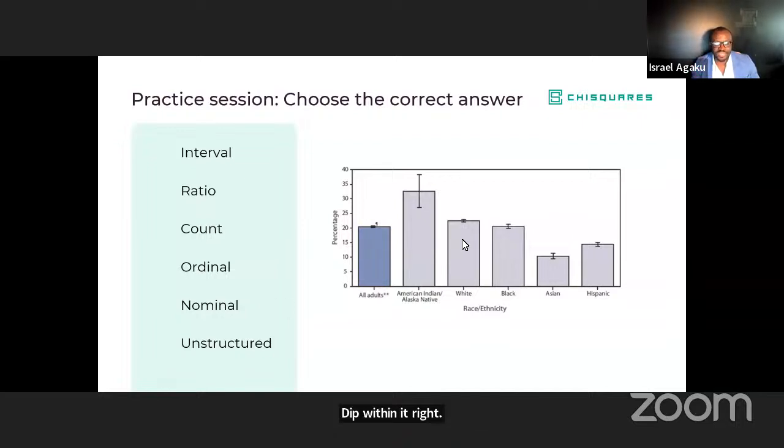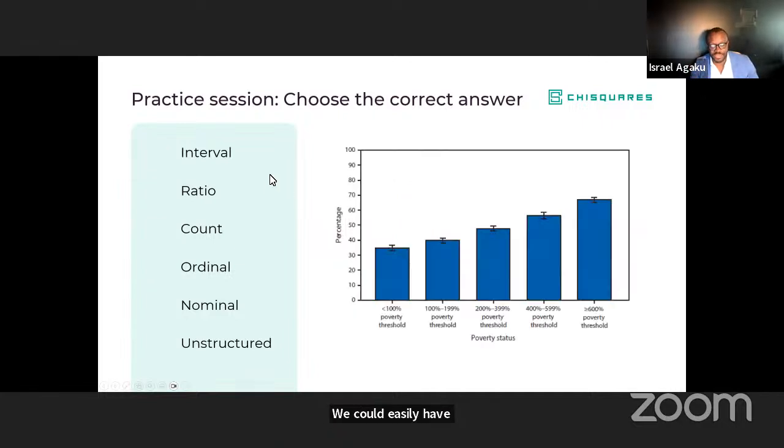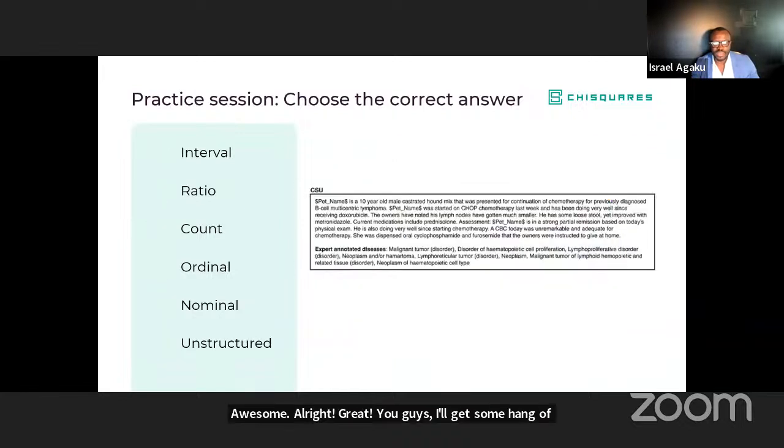And so here, this is definitely nominal because even if we assign American Indians as 1, whites as 2, black as 3, it doesn't really mean that there's a superiority rating or there's an ordering of those categories, right? We could easily have said Hispanic is 1 and Asian is 2 and so on and so forth. So that is nominal. What of this? Poverty level within different classes. Awesome. All right, great. You guys are getting the hang of this. So this is ordinal. What of this?